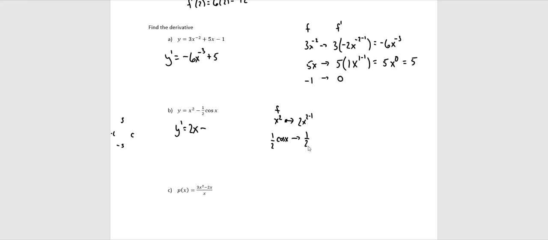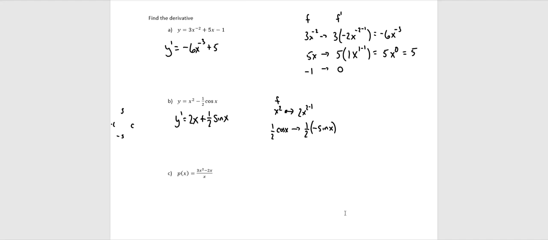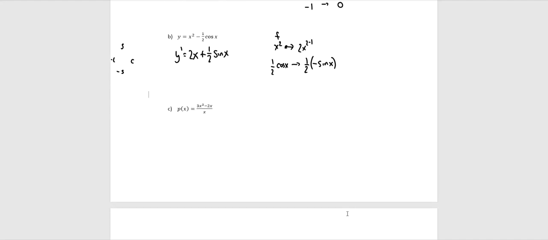I know the 1/2 just hangs around. The derivative of cosine is negative sine. So this is a minus 1/2 of sine x. Notice I already put the subtraction here, and my answer is negative, so this will be positive, because I'm subtracting a negative, we'll have addition. You're done. That's it.